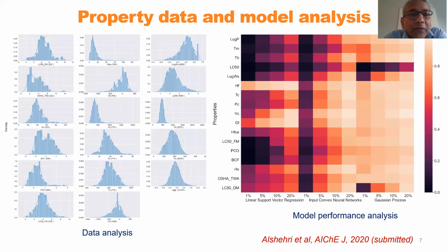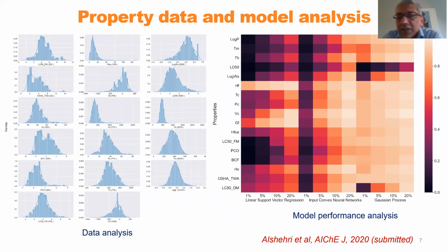Here is an example of the data analysis. On the left-hand side, on data analysis, you see the data for 17 different primary properties. And this kind of analysis tells us where the model will work very well, where we have to be careful in the region. Maybe there are some outliers. All these things through the data analysis we can find.